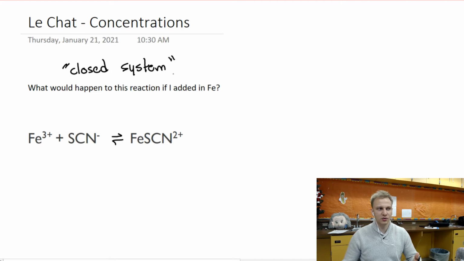So usually it would be something that we put a cap on a beaker and we let it just sit there. If it's an open system, that means that it's subject to change in the environment or subject to humans coming and changing the state of the reaction.